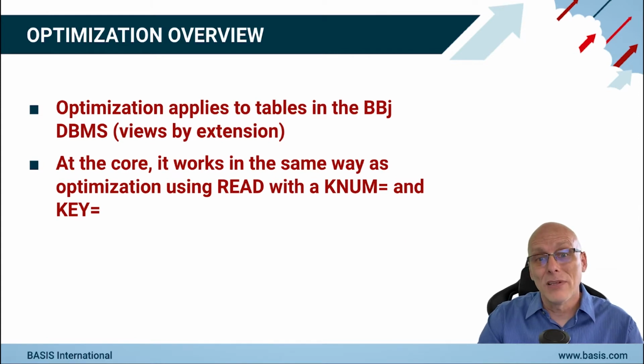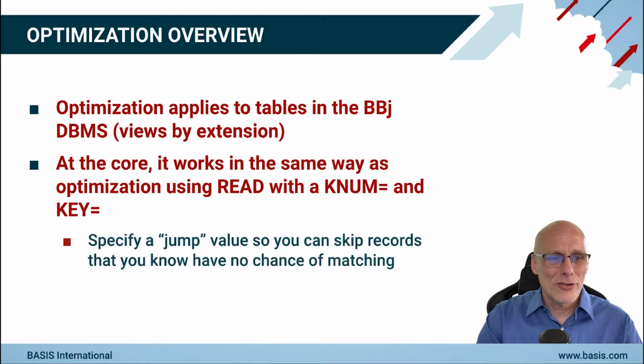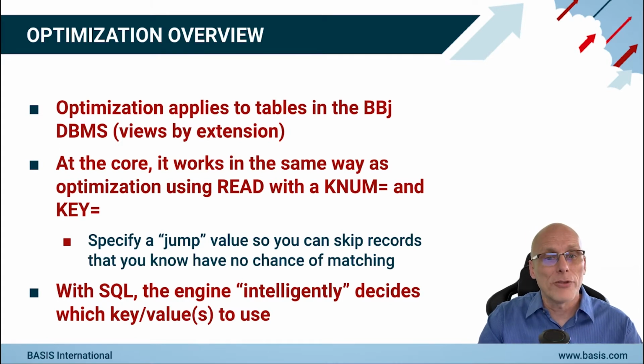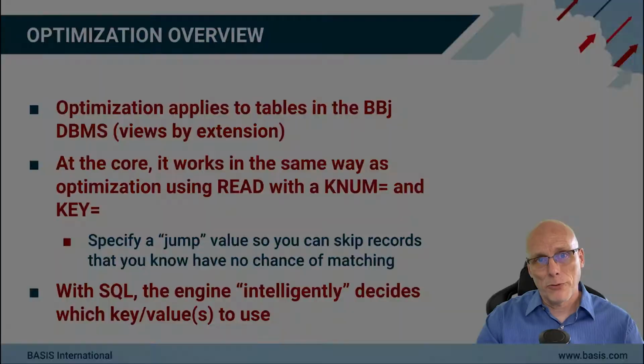In fact, at the lowest level, it's actually passing in a key number and a key equal value when it's doing its optimization. Basically, what you're doing in this case is specifying a jump value so that you can skip records that you know have no chance of matching the query results requested. With SQL, the engine actually intelligently decides which key and which value to use. So that's what the optimization strategy is going to be trying to accomplish. Its main purpose is to say, what key number should I iterate over, and what key equal value or jump value should I use in order to get the best possible performance.